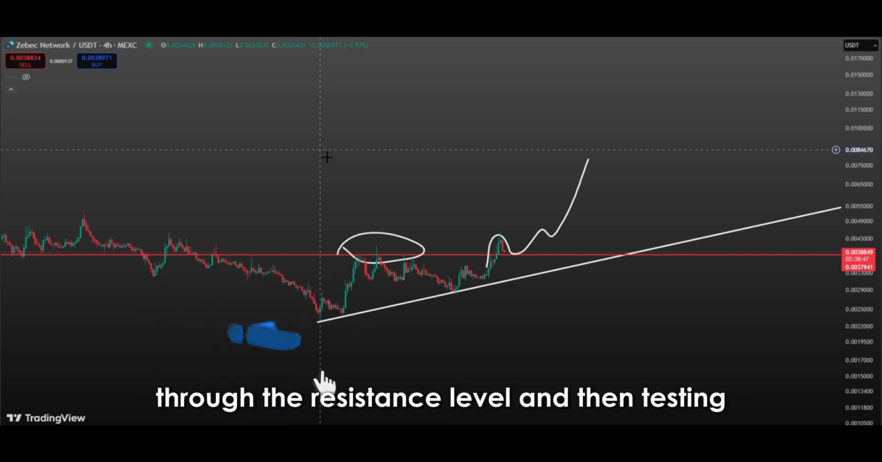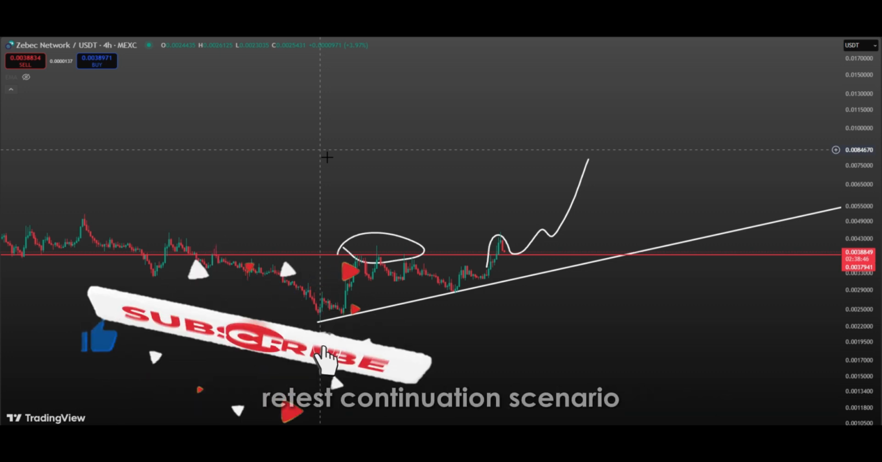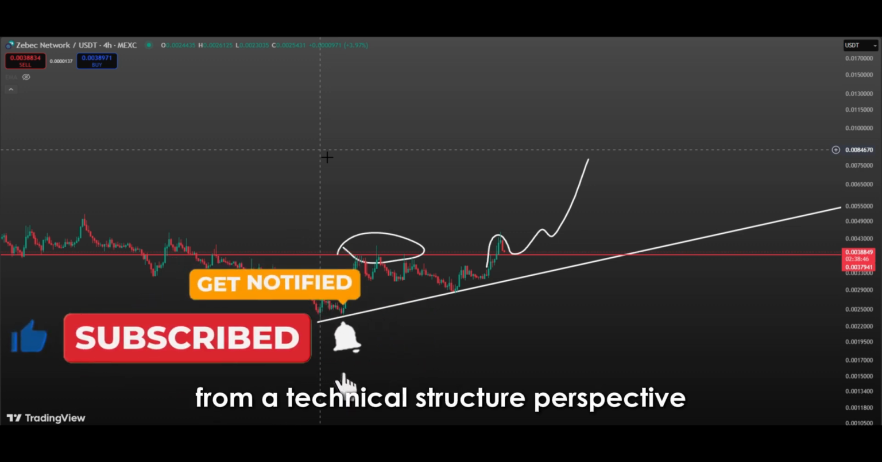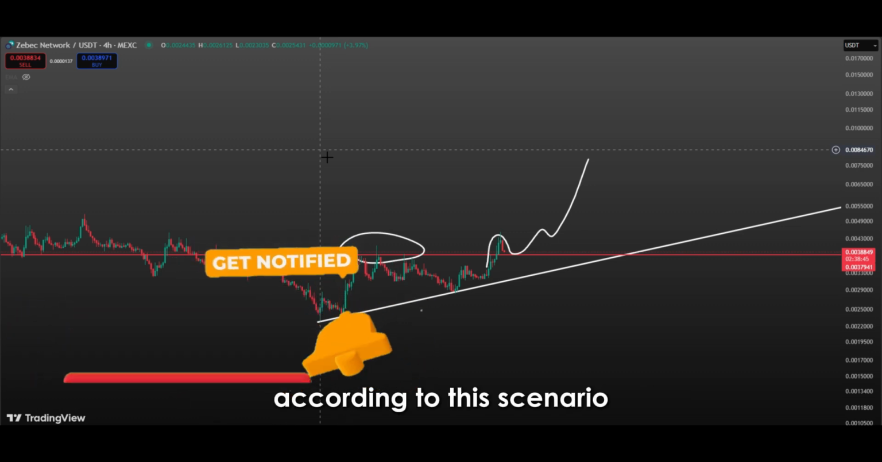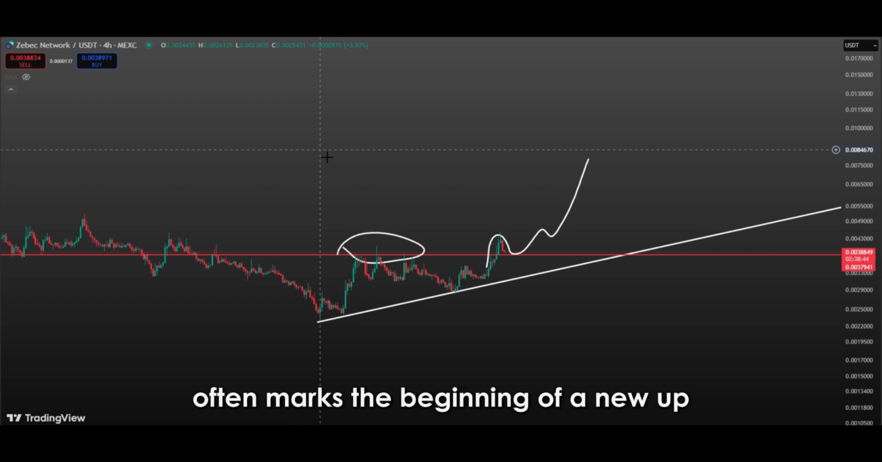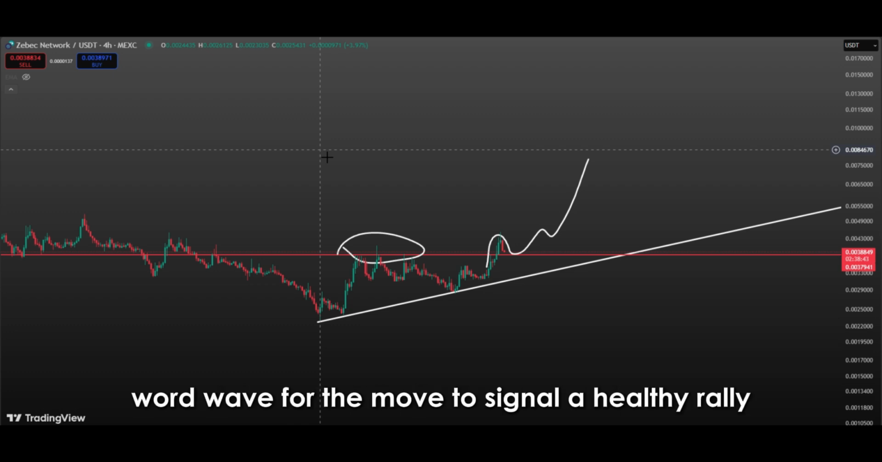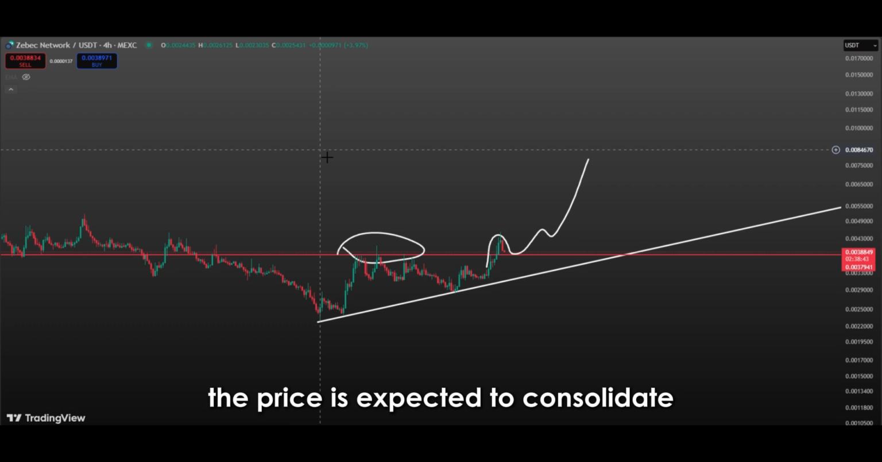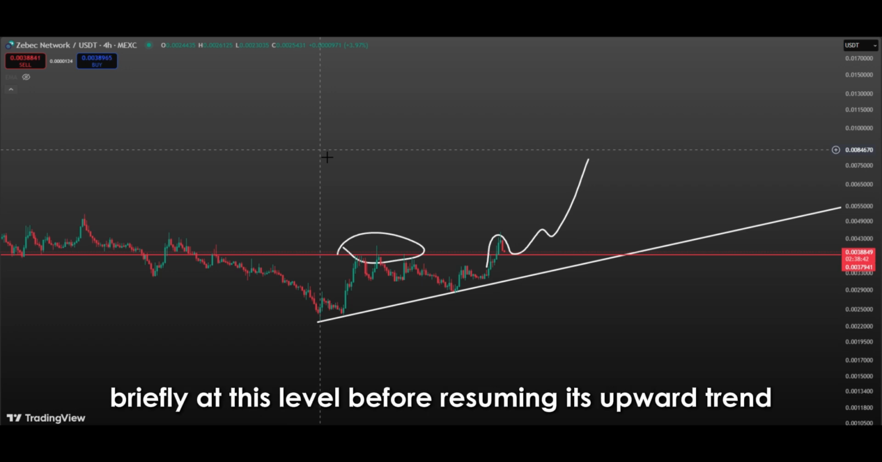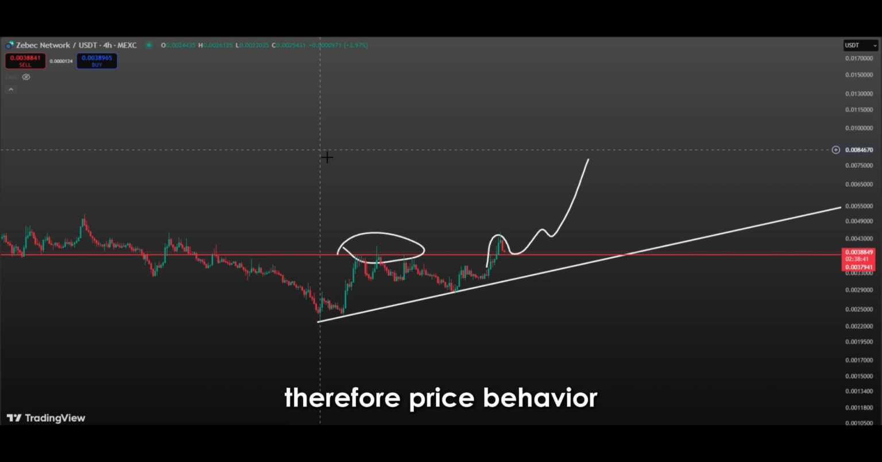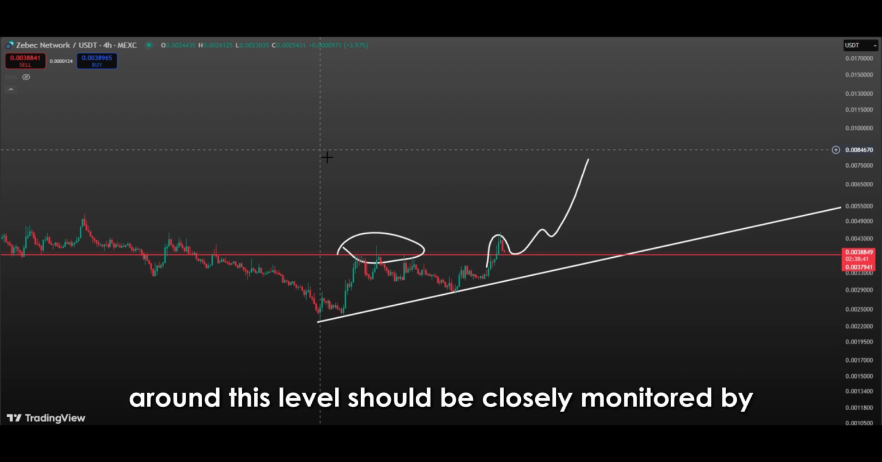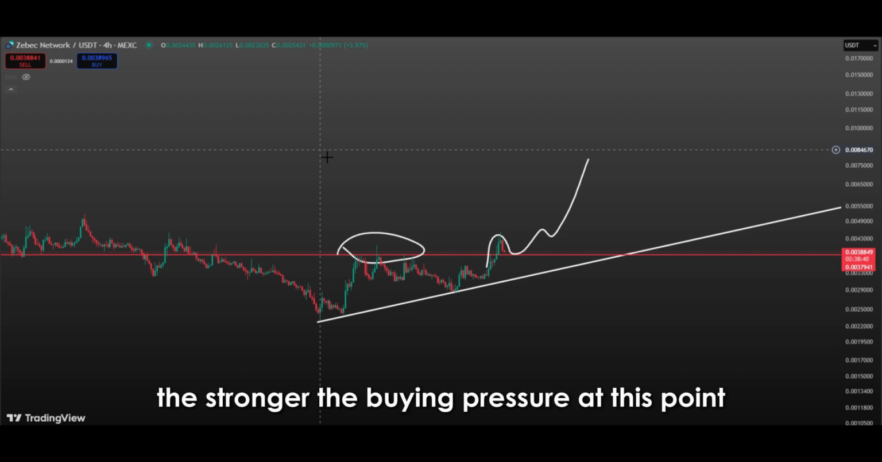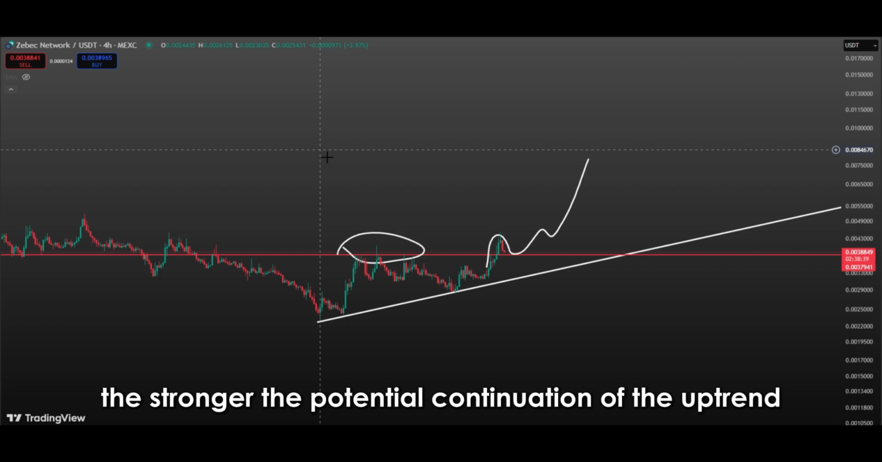Breaking through the resistance level and then testing it also supports a breakout retest continuation scenario from a technical structure perspective. According to this scenario, a test move that follows a breakout often marks the beginning of a new upward wave. For the move to signal a healthy rally, the price is expected to consolidate briefly at this level before resuming its upward trend. Therefore, price behavior around this level should be closely monitored by investors. The stronger the buying pressure at this point, the stronger the potential continuation of the uptrend.